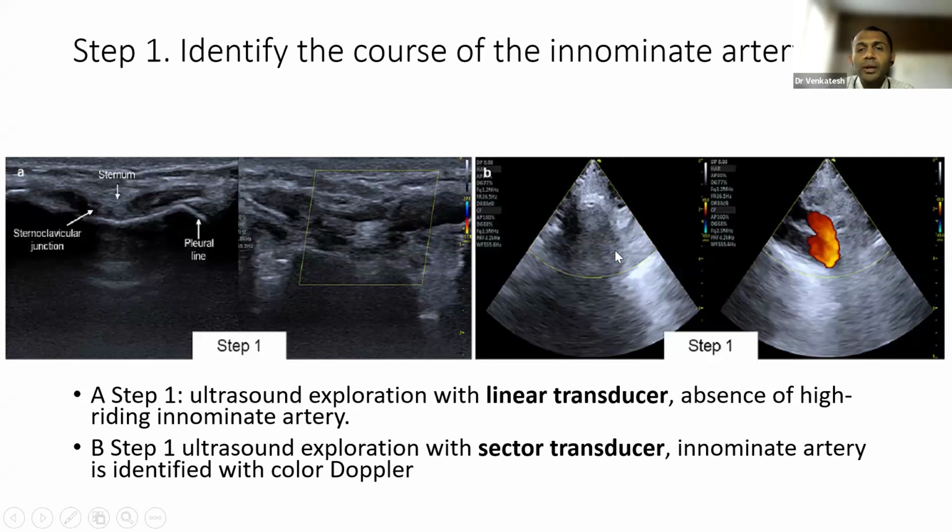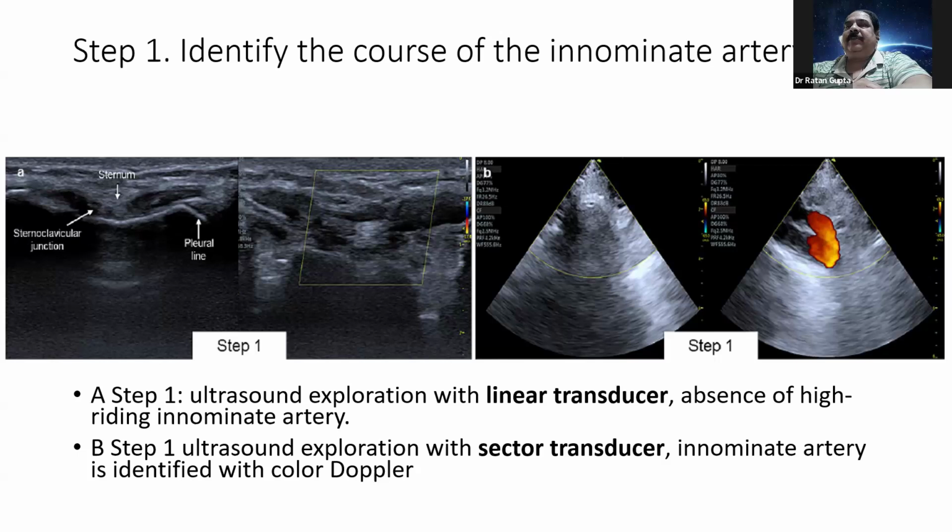Put it on the suprasternal notch, then try to put the Doppler, color Doppler and see. Then you have to fan your probe a little bit superior and caudal. Then very likely that the innominate artery is high lying and you should be extremely careful and probably not do the percutaneous tracheostomy.